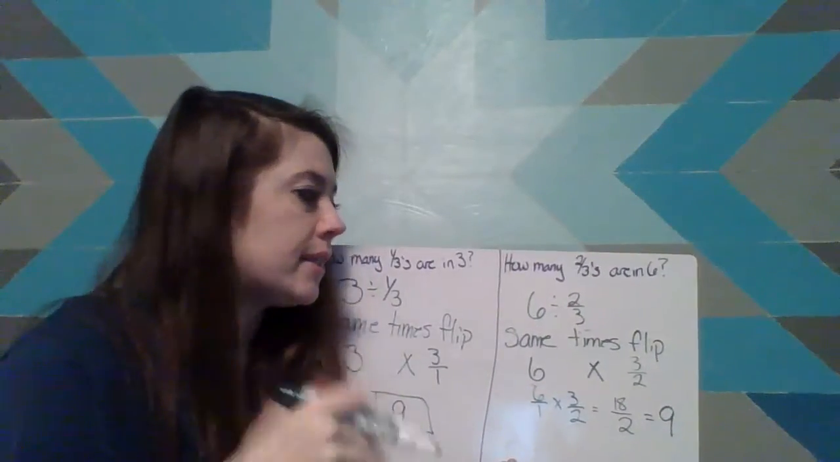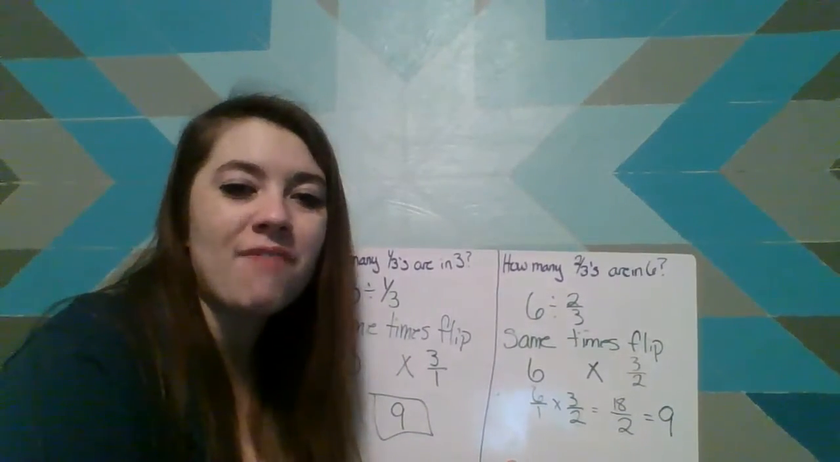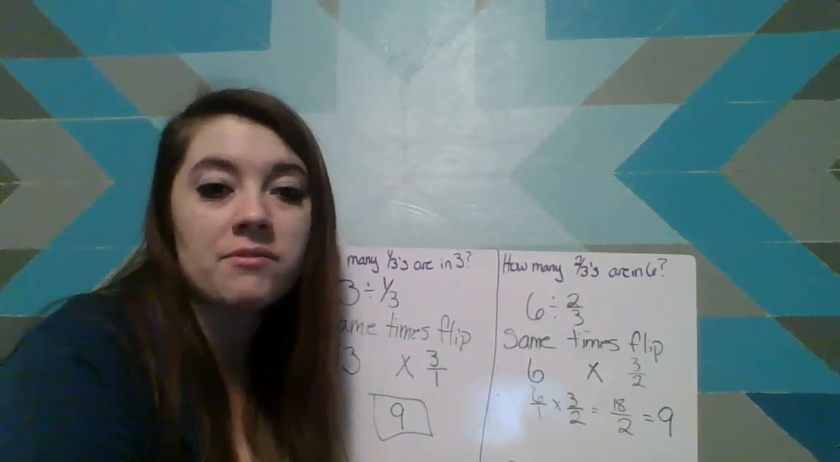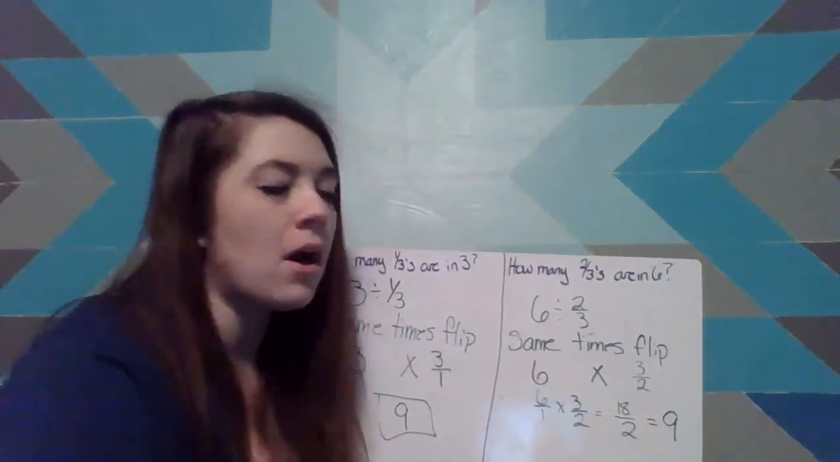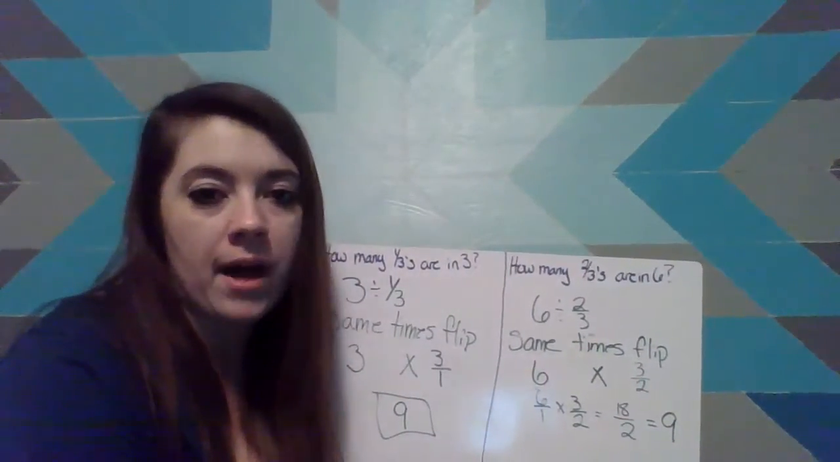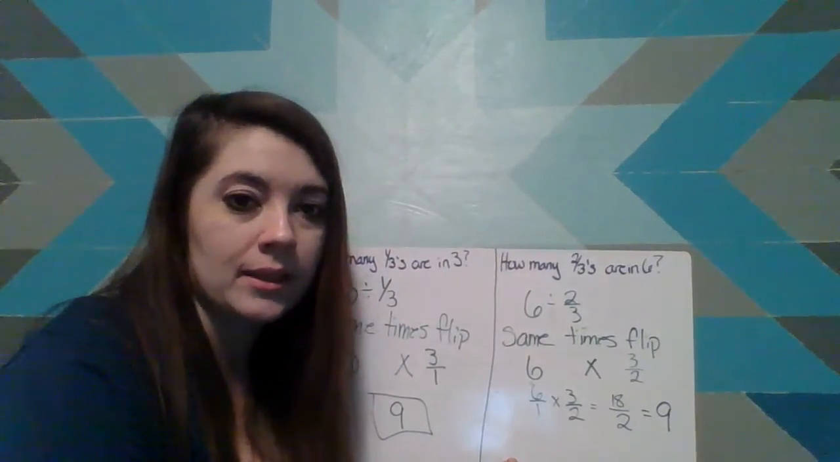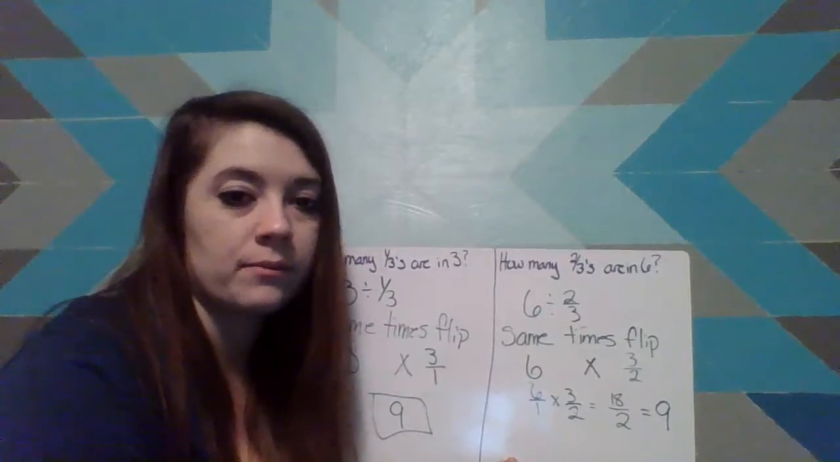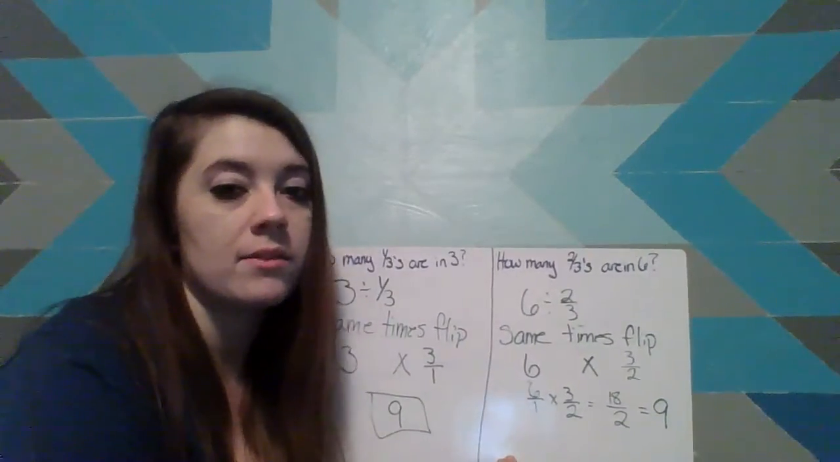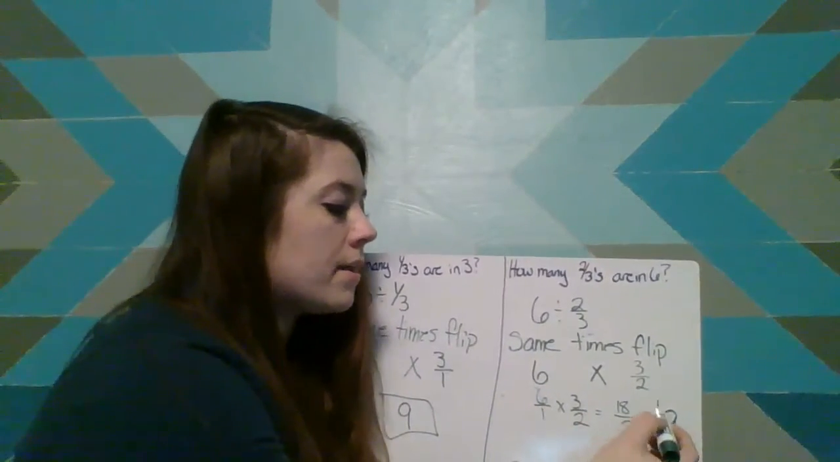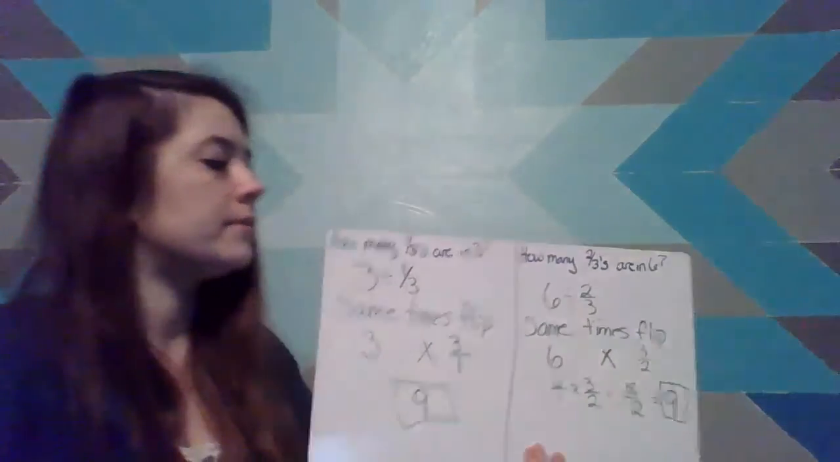Pardon me, my goodness. So depending on what our values are, there may be some division that you have to take and do in the end. Always, always, always simplify your answers, okay? Remember to simplify. Always. When in doubt, simplify it as long as you can. All right, so our answer here was 9.